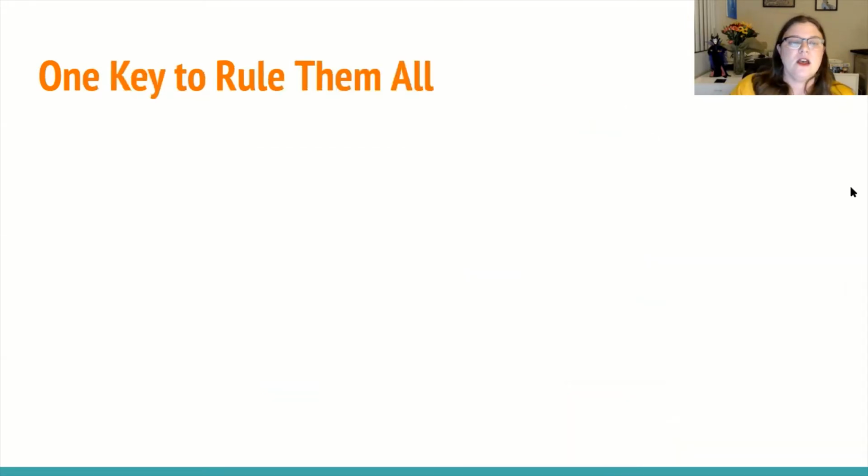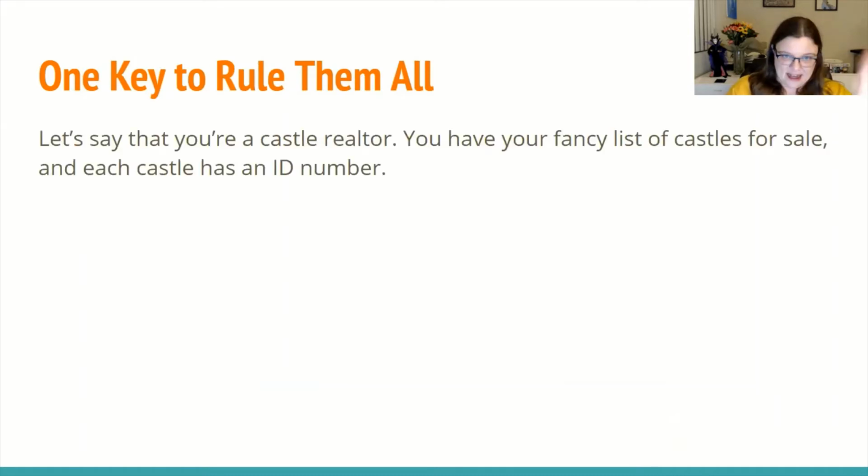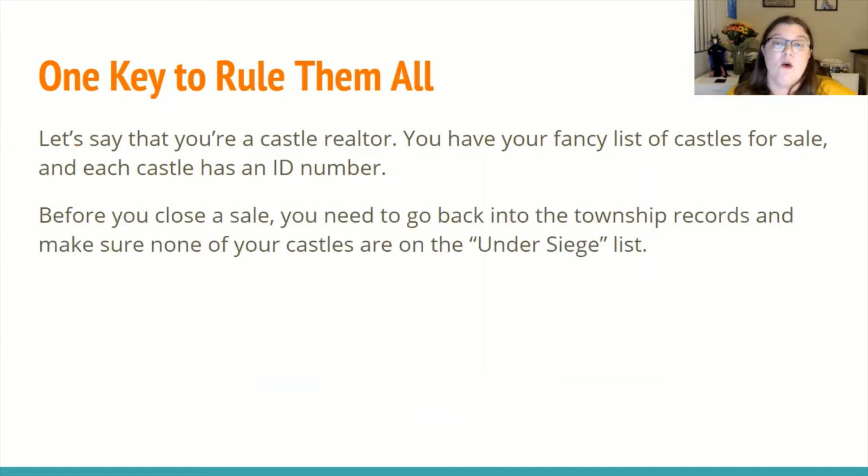So how do you organize this? Let's say you're a castle realtor and you have your fancy list of castles for sale. As we saw on the last slide, each castle had an ID number. Before you close a sale, you have to go back into the township records and make sure none of your castles are on the under siege list. Because no one wants to buy a castle under siege. Sieges are messy and end poorly for all involved. So let's just skip that.